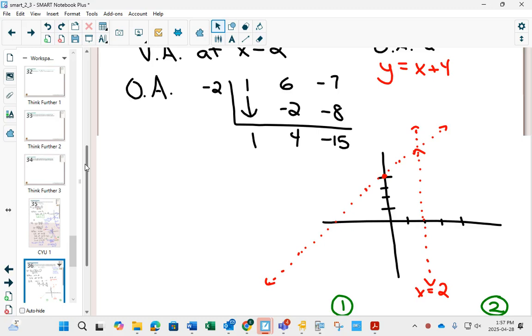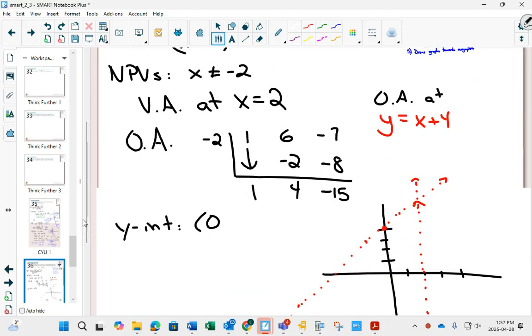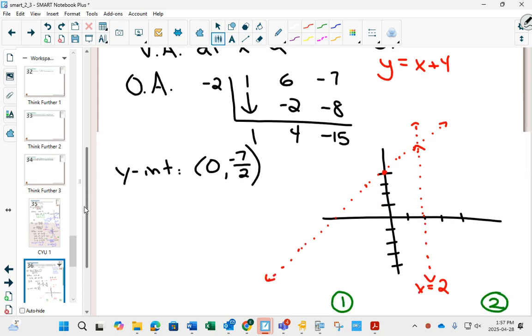So, y-intercept is always the easiest. In fact, I'd go back to my original equation, because if you plug in 0 for x, it's really easy in the original equation. Can you see that you would get negative 7 over 2, which is negative 3.5? So I'm going to go to my graph. 1, 2, 3, 4. And I'm going to label 0, negative 3.5.